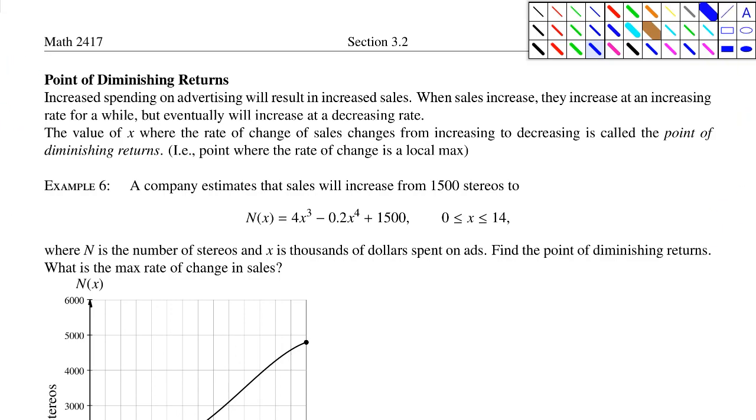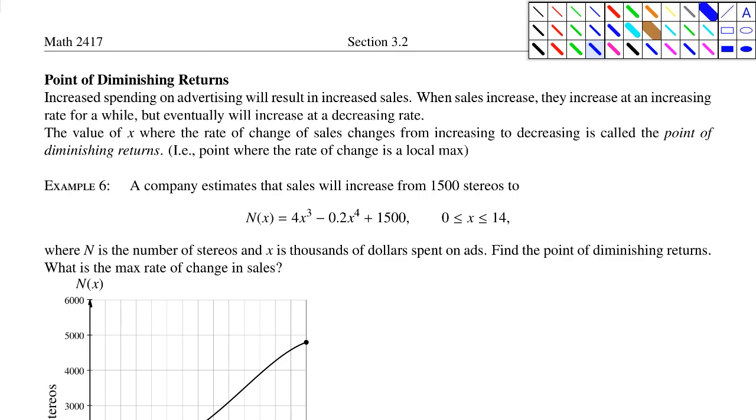Lastly, we turn our attention to the business topic of point of diminishing returns. And the idea is basically this. When you start spending money, let's say on advertising, for example, then you end up with increased sales. And so sales always increases as you spend more money on advertising. You can't advertise to end up with decreased sales. But the question is, how do the sales increase as you go through more advertising money?